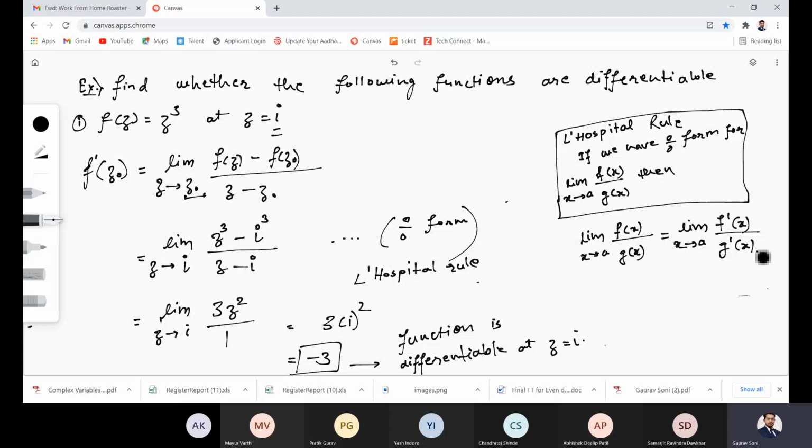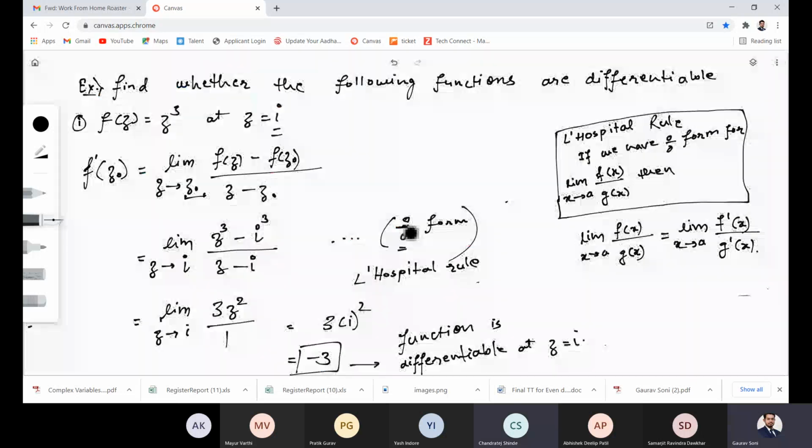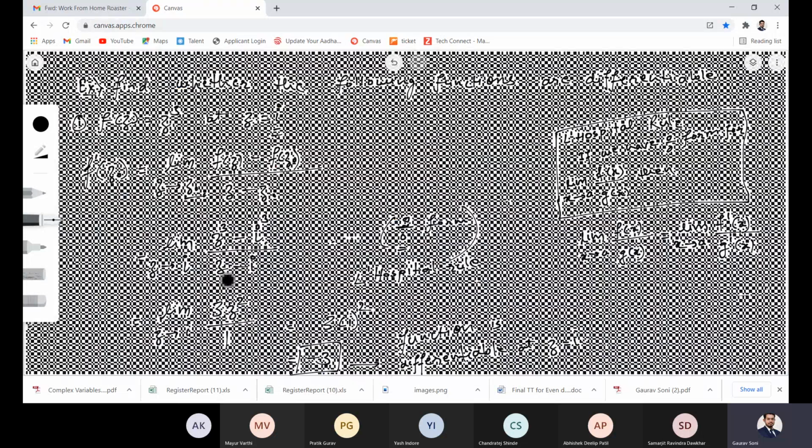So L'Hopital's rule says that I want to find limit x tends to a of f of x upon g of x. What I will do is directly place a in the numerator and denominator. For example, here, as you can see, I have directly placed i in the place of z. So I get i cube minus i cube in the numerator, and I've got 0. Similarly, I have placed i in the place of z in the denominator, i minus i, and got 0. Can you please repeat, sir? Limit z tends to i. So I have directly placed i in the place of z. So i cube minus i cube, what you get is 0. If you place i at the place of z in the denominator, again you get 0. So this value will be 0 upon 0 form.